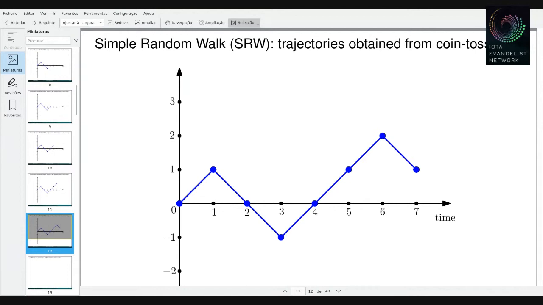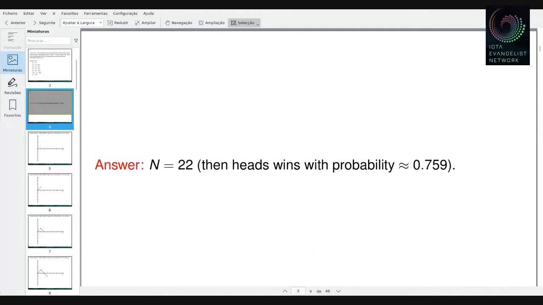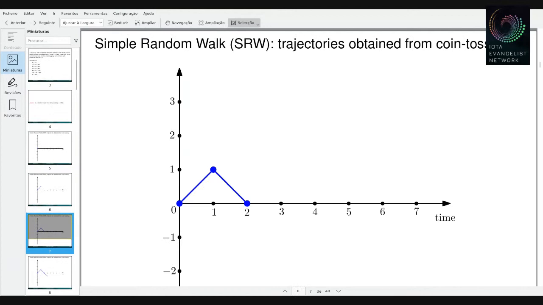Let me show it once again. It goes like this, and so on and so forth. So this is a very simple example of what we call a stochastic process, or Markov chain.